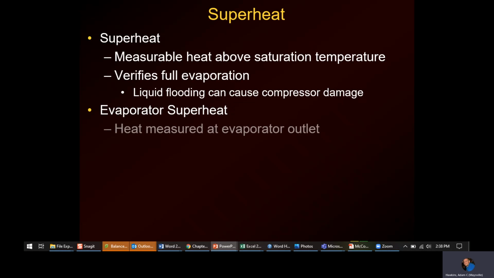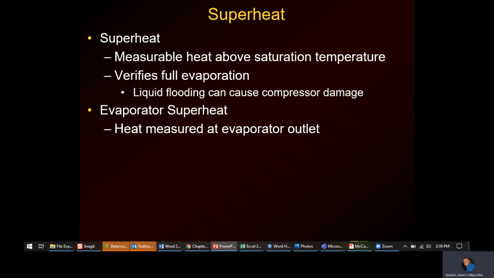Superheat, hopefully we know what this is. We know why we measure it. There's actually going to be two ways that we measure it now and going forward, especially in commercial refrigeration. When we get into freezers and stuff, we need to measure both of these. So there is total superheat or compressor superheat, which is going to be measured outside at the outdoor unit. And then there is evaporator superheat, which is going to be measured at the outlet of the evaporator.